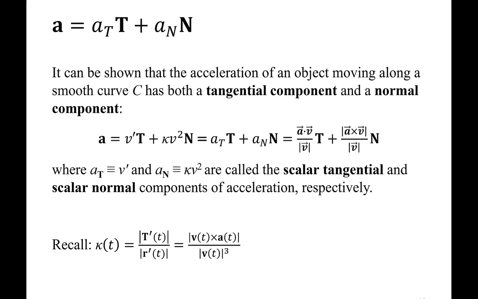It can be shown that the acceleration of an object moving along a smooth curve C has both a tangential component and a normal component, where the tangential component is defined to be the derivative of the speed of the object, and the normal component is defined to be the curvature of the curve times the square of the speed. These are called the scalar tangential and scalar normal components of acceleration, respectively. So let's illustrate this qualitatively.